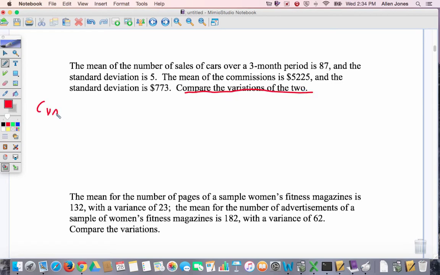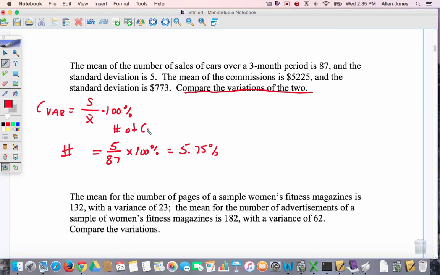To compare, we use that coefficient of variation. So I'm going to write that down again. It's our standard deviation divided by our mean multiplied by 100%. So in this case, we have one for the number of cars being sold. That coefficient of variation is going to be our standard deviation of 5, the average number of cars sold is 87, multiplied by 100 to make it a percent, and that percent is 5.75%. So that's the number of cars sold.